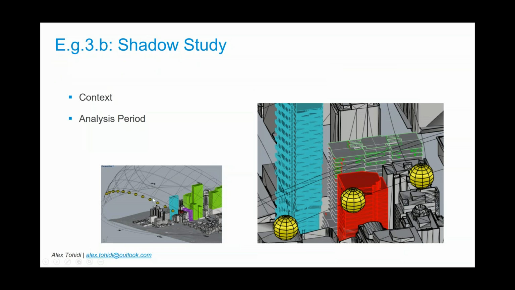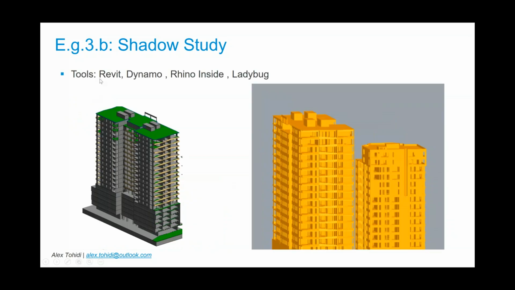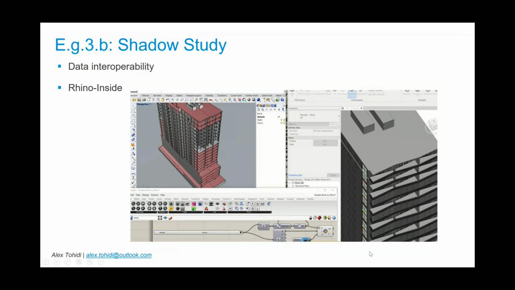The context was brought from Revit into Rhino, and then we set up the analysis period, the shortest day of the year. That's how the sun sits above Sydney. Tools used were Revit, Dynamo, Rhino Inside, and Ladybug. This is the Revit model on the left, and on the right, the Rhino model. Using Rhino Inside, I was able to bring the geometry of the Revit model into Rhino, with data interoperability at its highest.